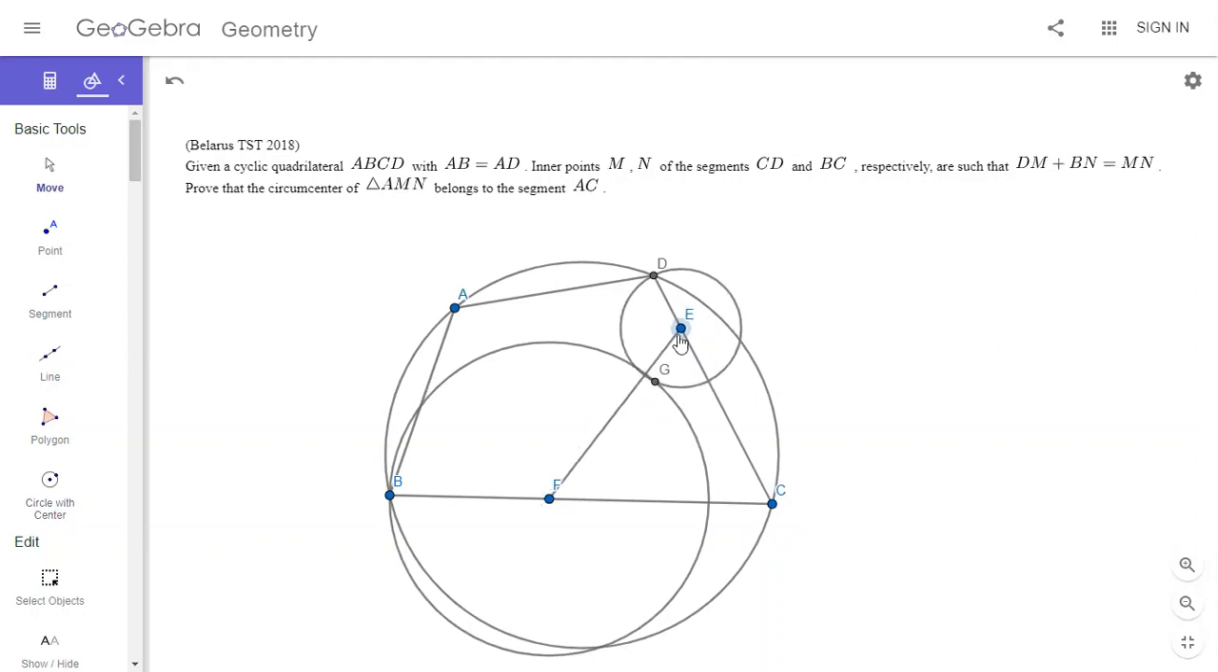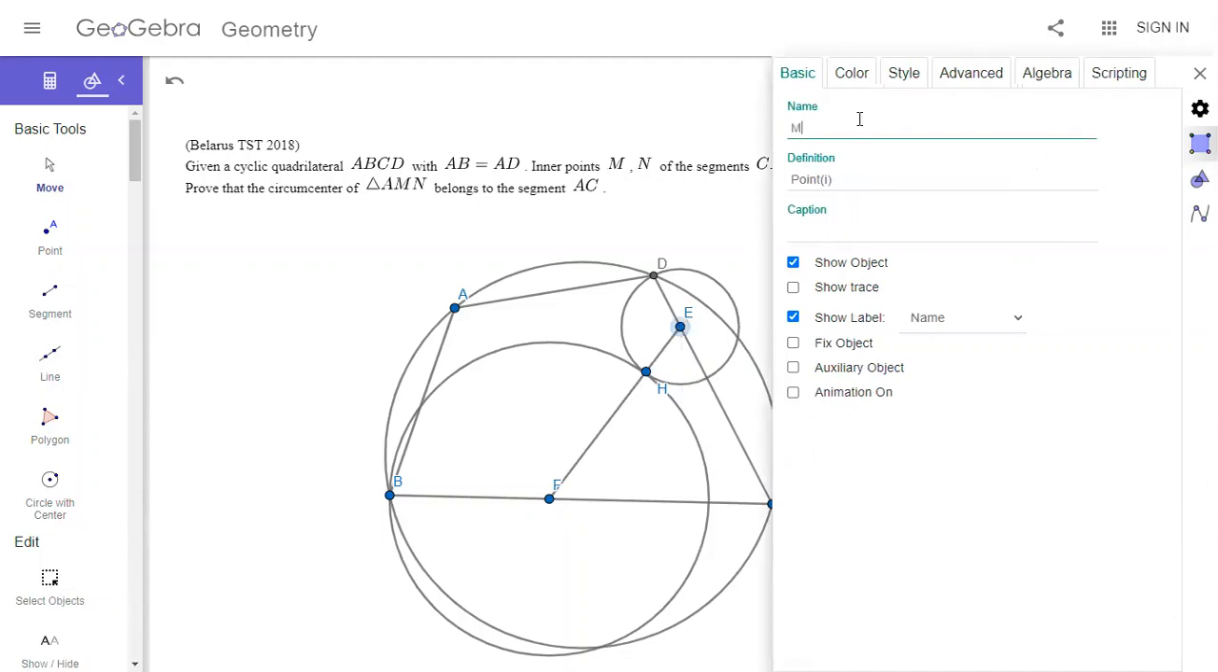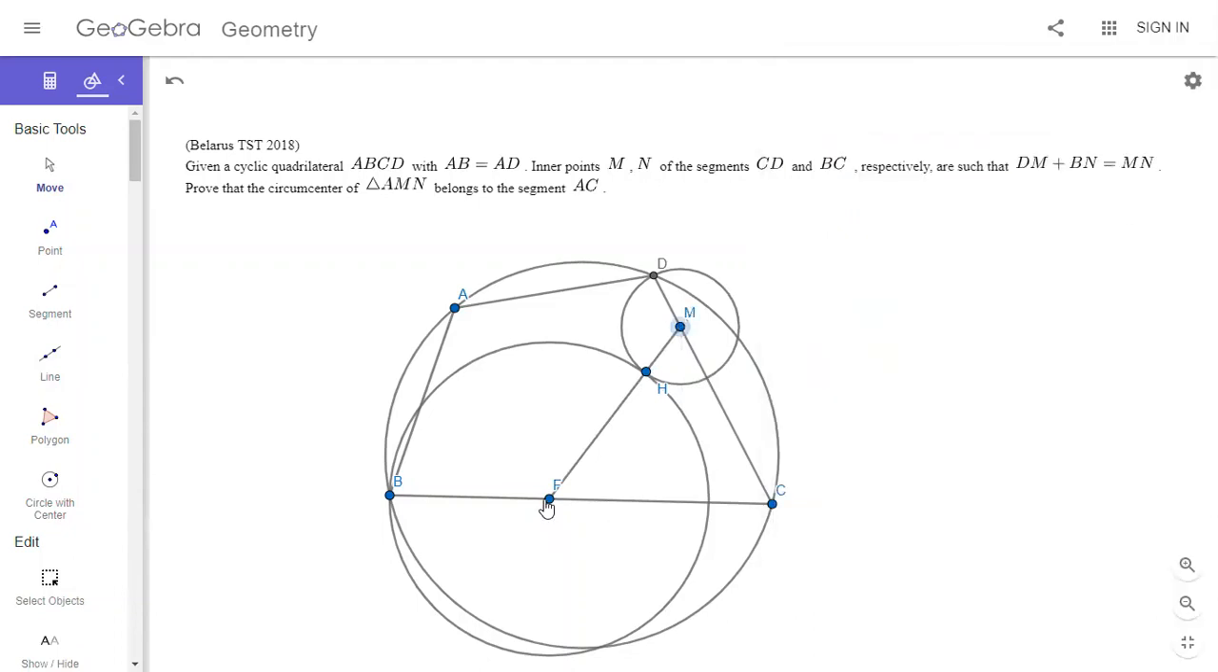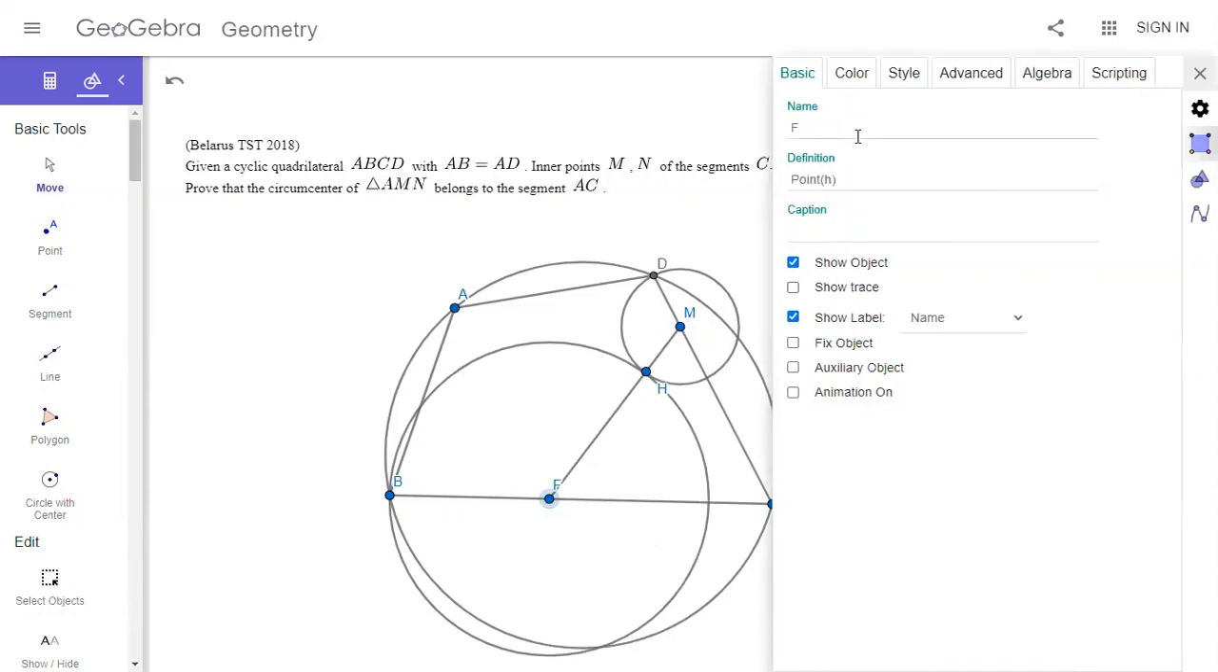You know, tell you what, I know the program's not perfect, so I'm just going to call this the tangency point H. All right, so pretend H is the point of tangency there. So I'm going to draw, so let's call this M. So DM plus BN is MN. Okay.